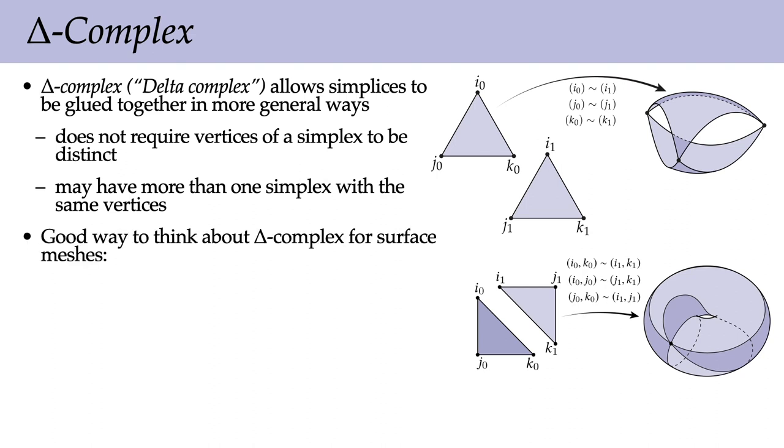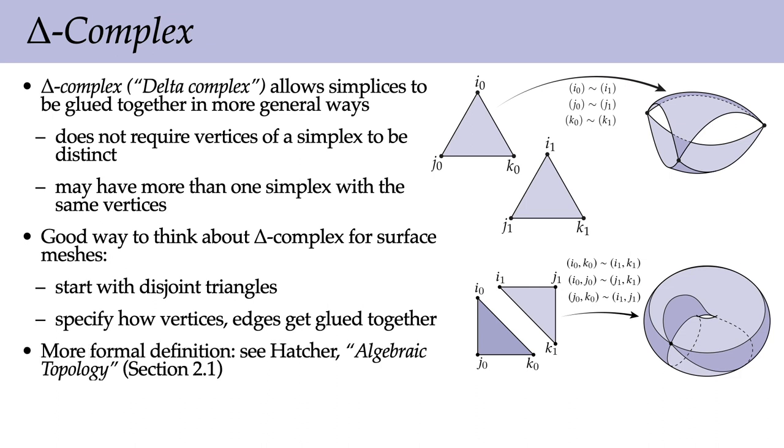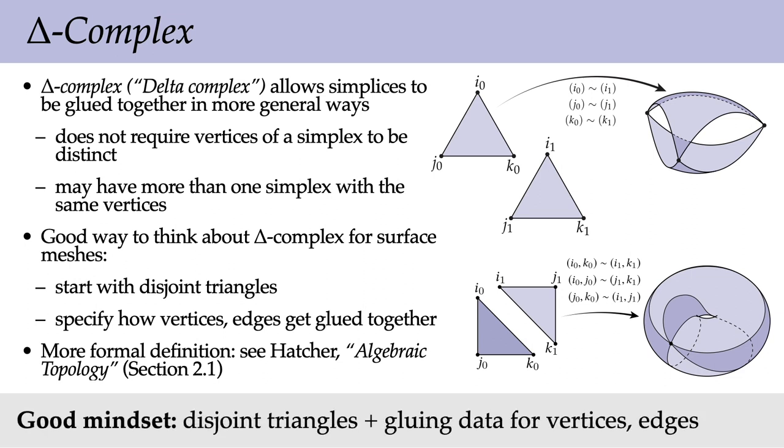A good way to think about a delta complex for surface meshes is that we start with a collection of disjoint triangles and we specify how the vertices and edges get glued together. If you want a more formal definition than that, that's not very formal. There's a nice one in Hatcher, but just keep this mindset, right? A delta complex is really just a collection of disjoint triangles and some data that tells us how to glue those triangles together along their edges and vertices.